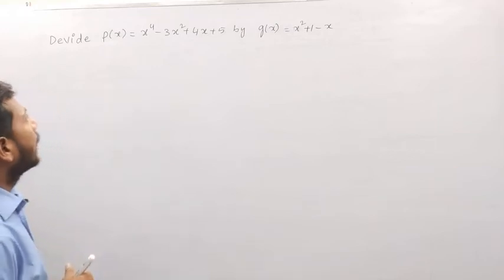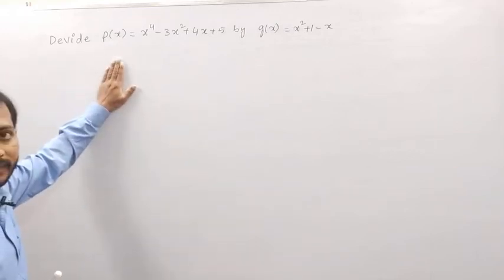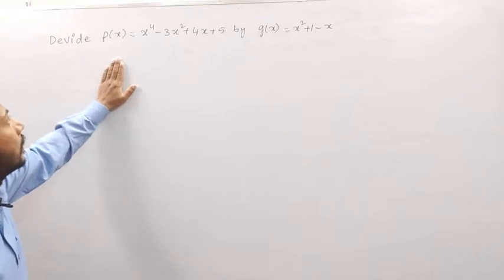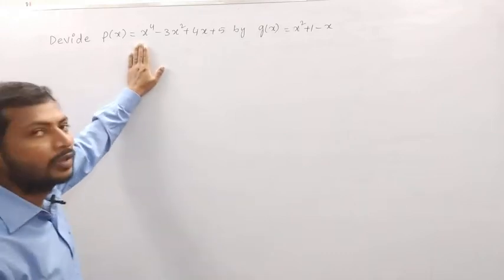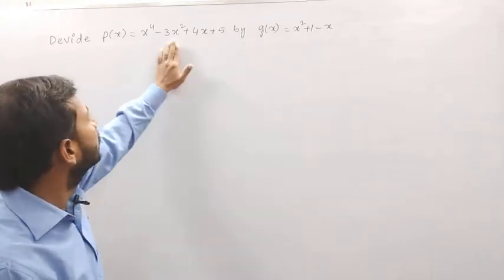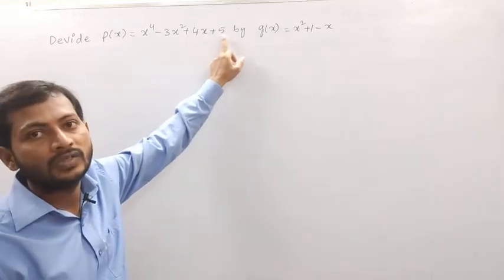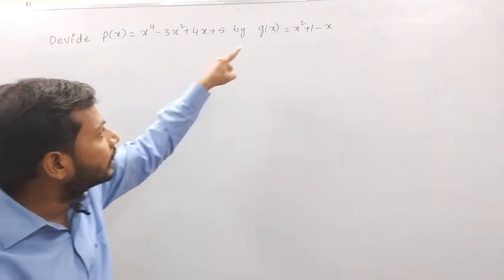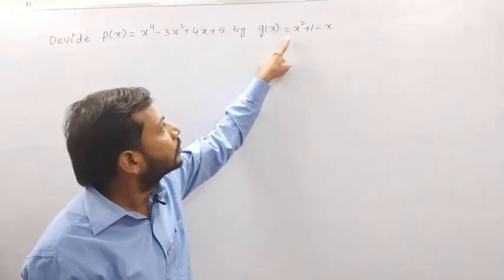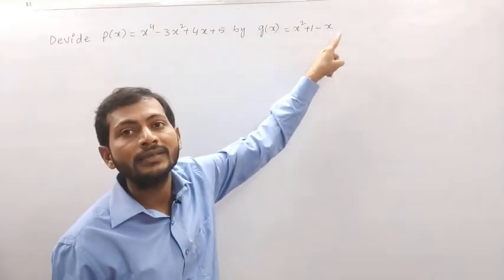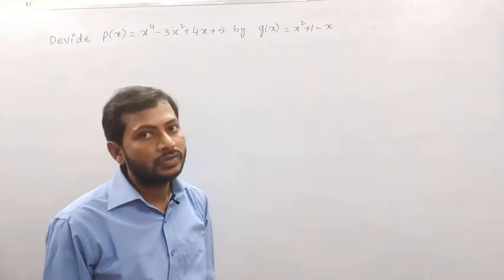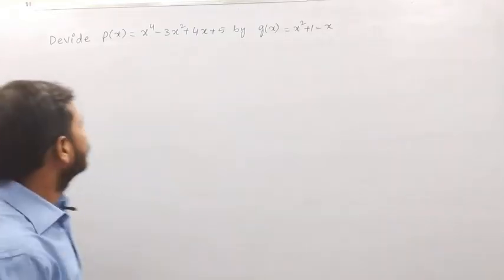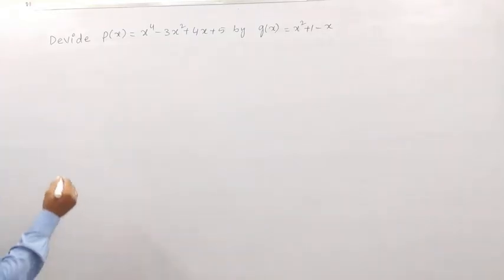So now this is the question given. I have taken it from the book. The question is p of x equals x power 4 minus 3x square plus 4x plus 5. We have to divide this polynomial by the given polynomial, x square plus 1 minus x. Shall I start? Okay, so now I am doing it like this.